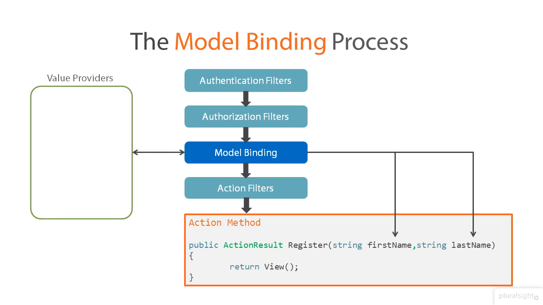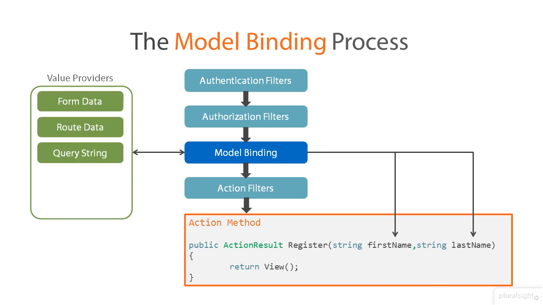The model binder itself retrieves data to populate the action method parameters from value providers. These classes provide information from various sources related to the current request. The MVC framework offers 4 default providers that collect data from common places. These providers will search form values, route data, the query string, and even posted files. You can create your own value providers that pull from custom sources, such as cookies sent from the browser.